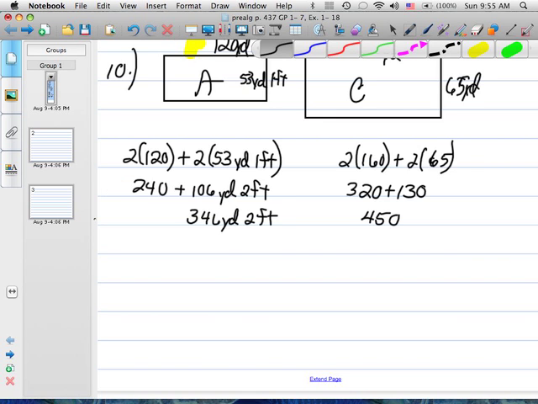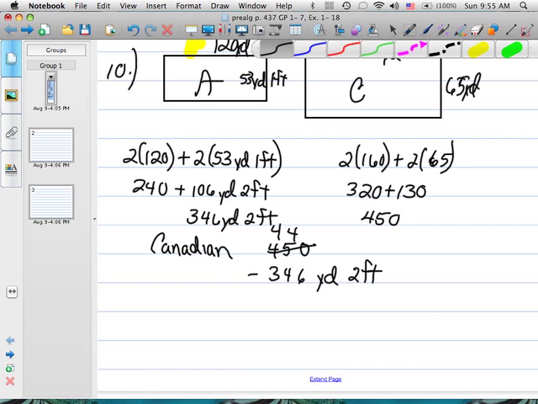So it's definitely the Canadian, and by how much more? Take 450 and from that subtract the 346 yards and 2 feet. So this would be 449 yards and 3 feet. And from 2 feet, take away 1, we get 1 left. And 6 from 9 is 3, 0, 1. So it's 103 yards and 1 foot, and 1 foot is 1/3 of a yard.